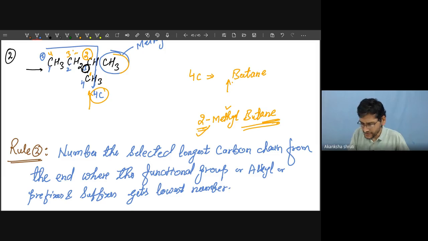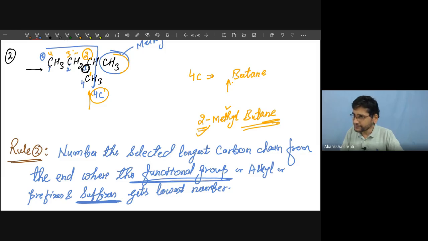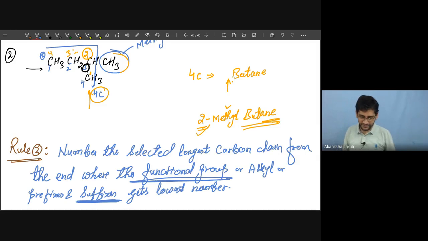Now here I have written so many things. So the order is important. If the functional group is there, which is in the form of the suffix, first we shall prefer this suffix. Then we shall go for the prefix, if both prefix and suffix are there. Let me take one example for this.